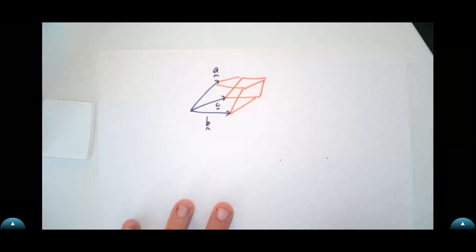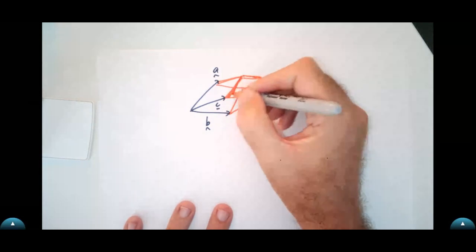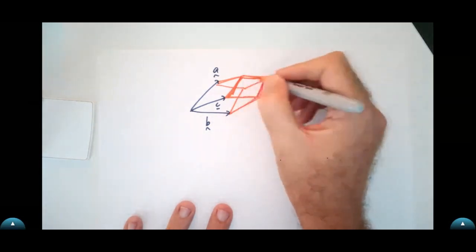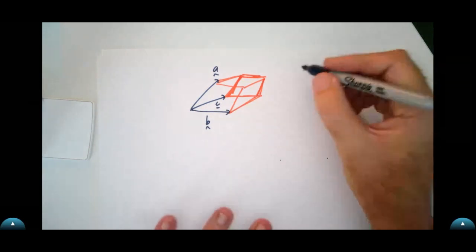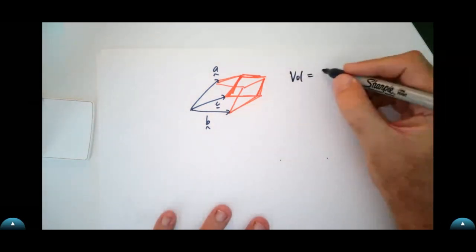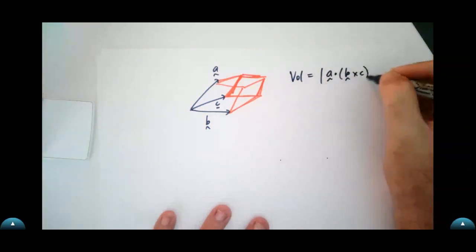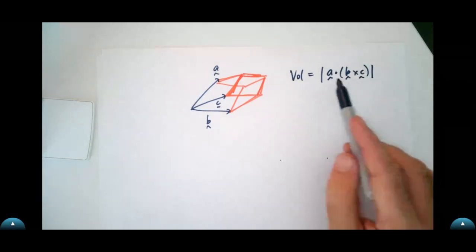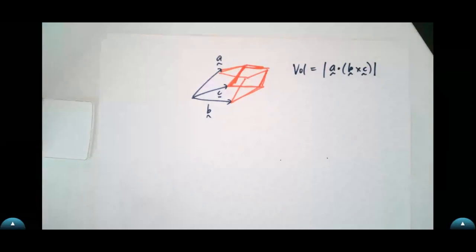That's a badly drawn one, but you get the idea, right? It's not a very good picture. Okay, so they're the three sides that are important, and the volume of this is given by the scalar triple product, and you take the absolute value because you can't have a negative volume, right?